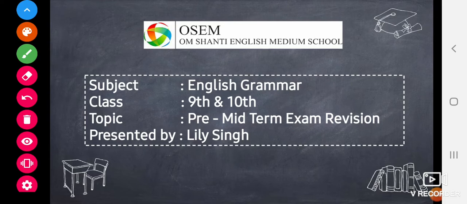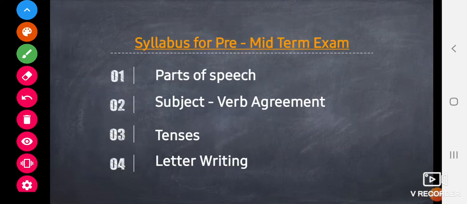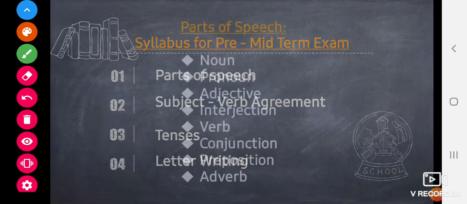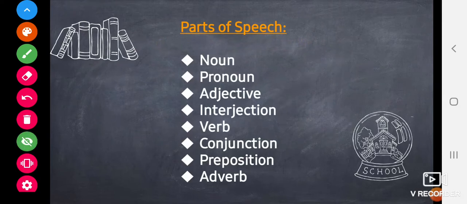This video is for pre-midterm exam revision. The syllabus for your pre-midterm exam is as follows. We have parts of speech, subject-verb agreement, tenses and letter writing. In parts of speech, we have the following subtopics, but out of these, we are going to pay special attention to the topic verb.